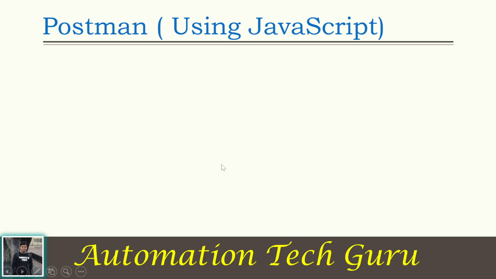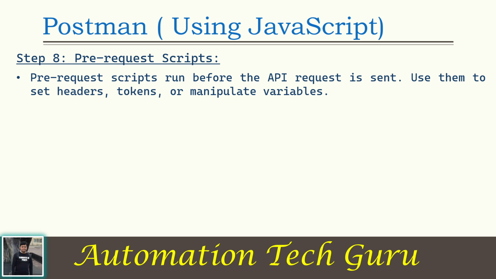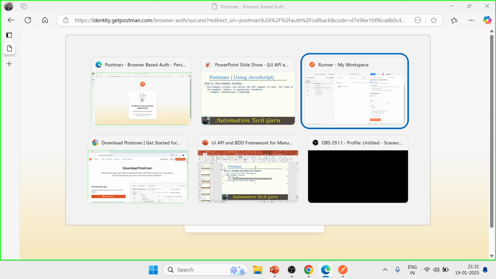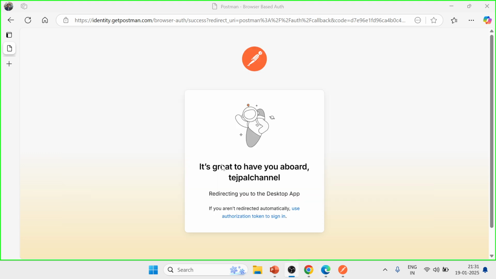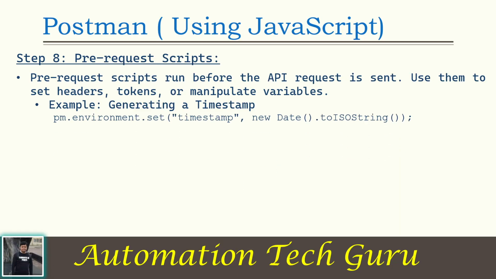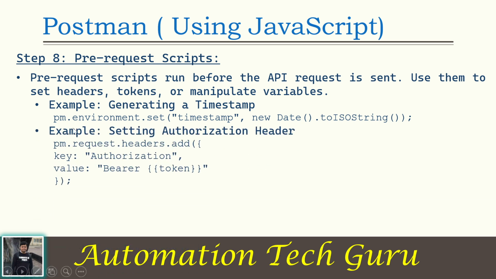Okay, next is pre-request script. Pre-request scripts run before the API request is sent and you use them to set headers, tokens or manipulate variables. Okay, generating stamp. As I said, you just need to put everything in the environment and you can set the values.